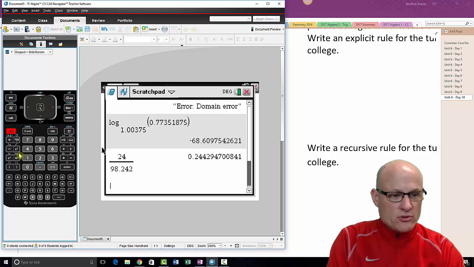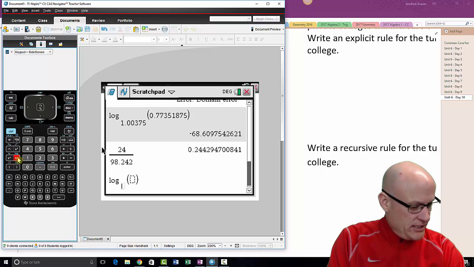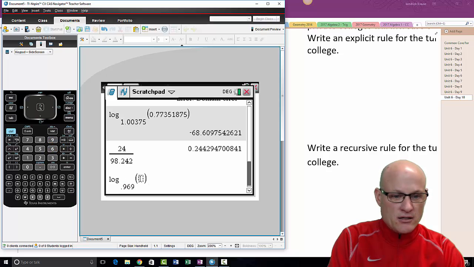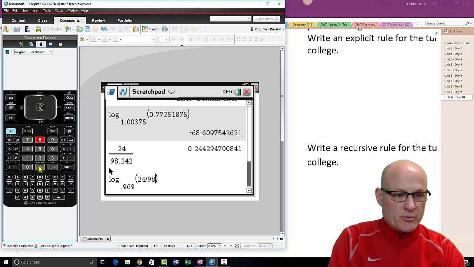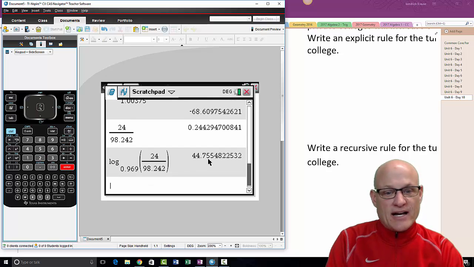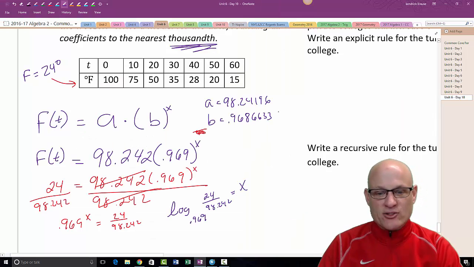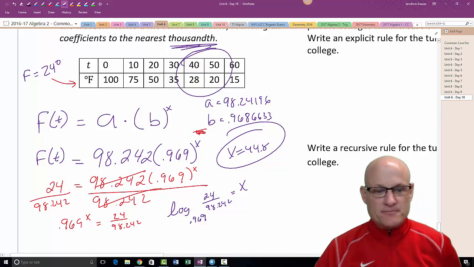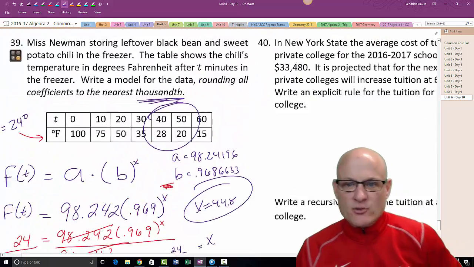So log base 0.969 of 24 divided by 98.242 equals 44.75, 44.8. So my answer should be x equals 44.8, and that should make sense. It's right there in the middle. All right, so we're almost done.